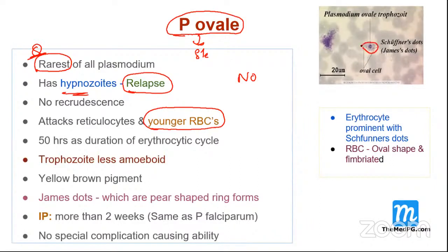Students, Roshan? Yes, ma'am. Suchet? Yes, others. So, what is the shape of the RBC here? Ma'am, it is oval shaped. So, oval shaped RBC, that's why it is called Plasmodium ovale.